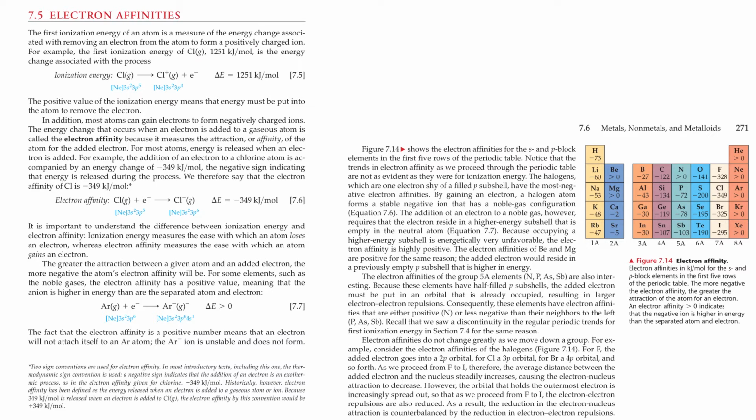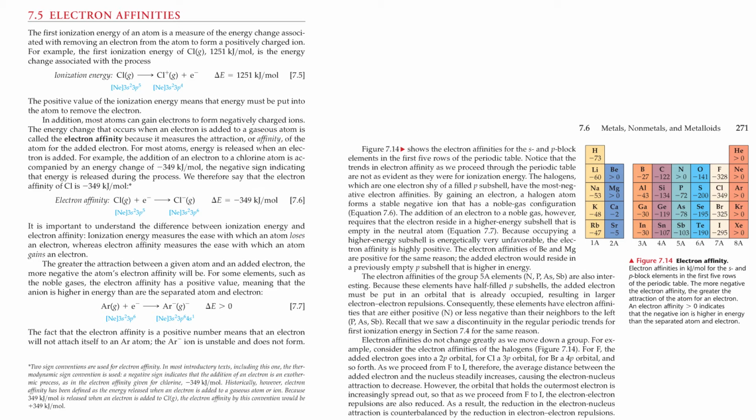For example, consider the electron affinities of the halogens. For fluorine, the added electron goes into the 2p orbital. For chlorine, the 3p orbital. For bromine, the 4p orbital, and so forth. As we proceed from fluorine to iodine, therefore, the average distance between the added electron and the nucleus steadily increases, causing electron-nucleus attraction to decrease.